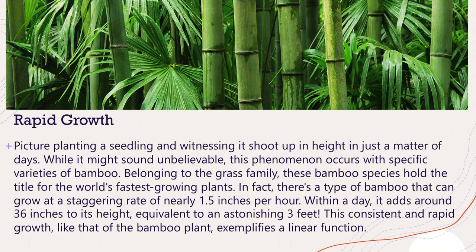Rapid growth. Picture planting a seedling and witnessing it shoot up in height in just a matter of days. While it might sound unbelievable, this phenomenon occurs with specific varieties of bamboo. Belonging to the grass family, these bamboo species hold the title for the world's fastest growing plants. In fact, there's a type of bamboo that can grow at a staggering rate of nearly 1.5 inches per hour. Within a day, it adds around 36 inches to its height, equivalent to an astonishing 3 feet. This consistent and rapid growth, like that of the bamboo plant, exemplifies a linear function.